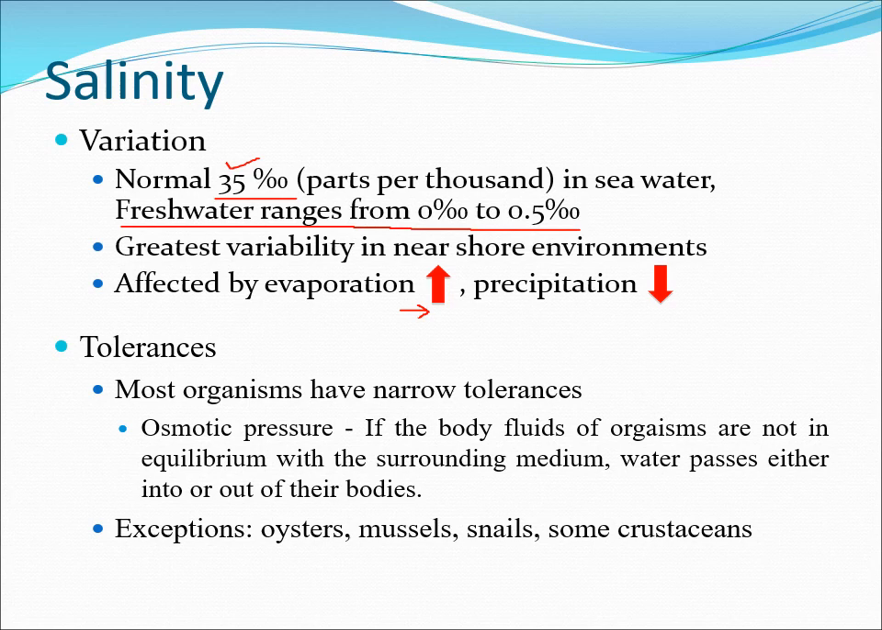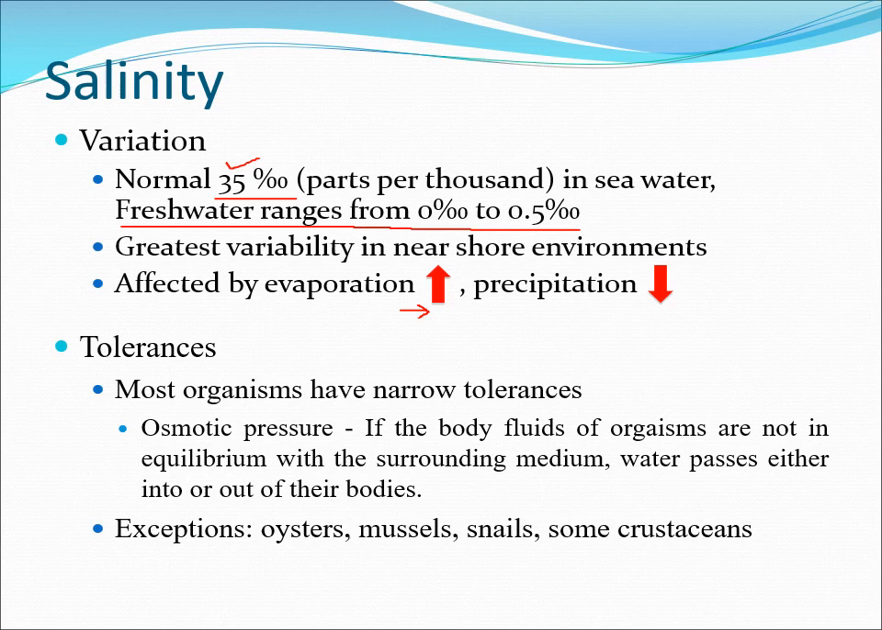Now, why do organisms have narrow tolerances of salinity? It is because of the osmotic pressure. If the body fluids of organisms are not in equilibrium with the surrounding medium, because we know that whenever the salinity conditions of an aquatic body of water change, that means the dissolved salt content of the water also changes. So that will affect the density as well as the viscosity of the aqueous medium of the water body.